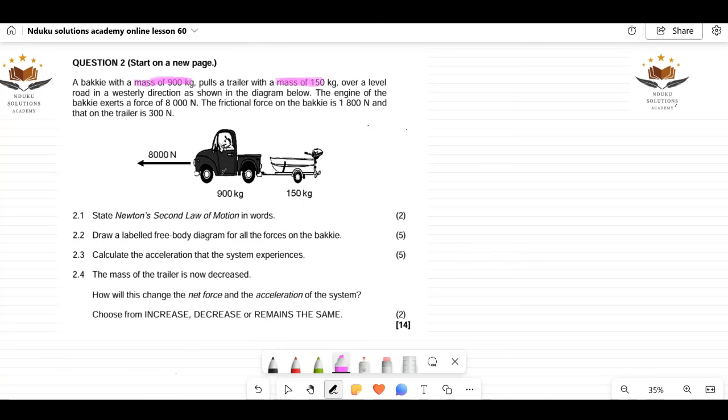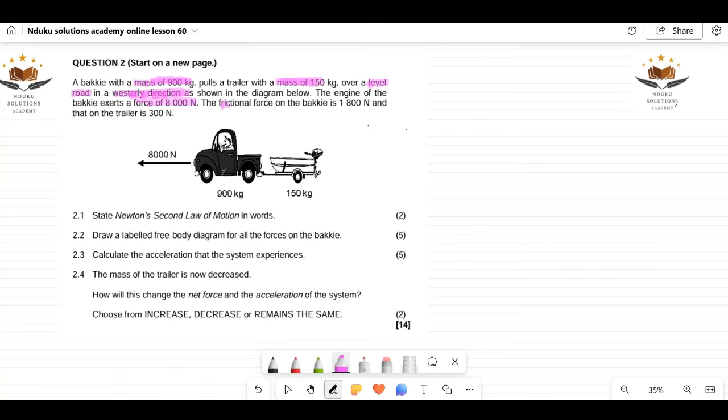Over a level road surface. So this is very important. It is level. The road is level, so there's no incline. In a westerly direction. Direction is also important. And then, as shown in the diagram, the engine of the buggy exerts a force of 8,000 newtons. These are the key. We are actually highlighting the key.